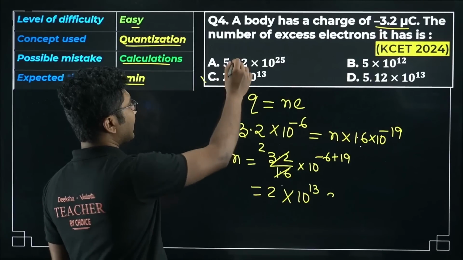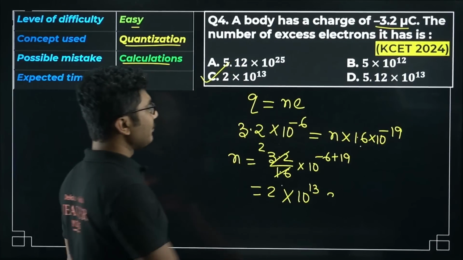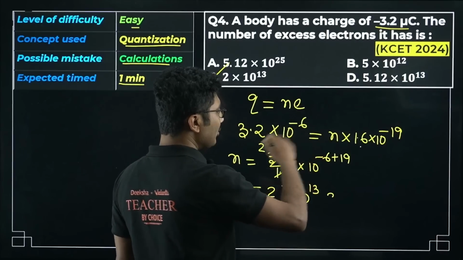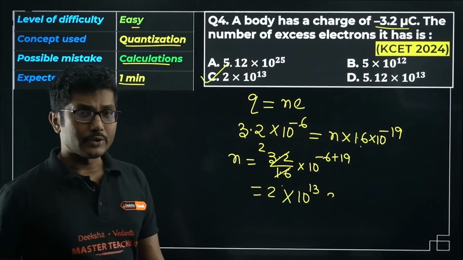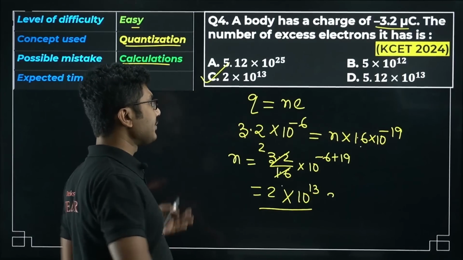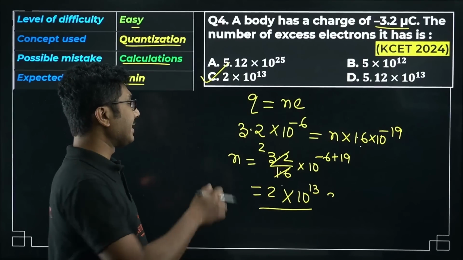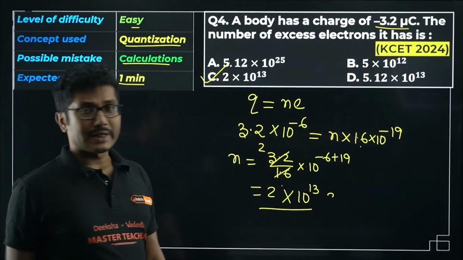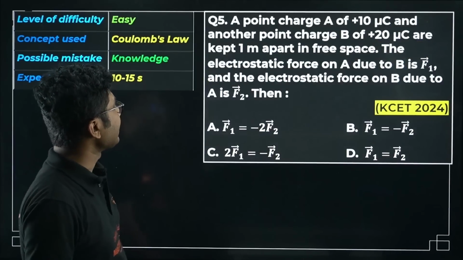Okay, so obviously the correct answer is option C. And if you just see the numerical parts, even if you don't calculate the 10 to the power part, you can get the correct answer for this question. Maybe in some other questions you might not get the answer directly, so you have to calculate the 10 to the power as well. Now next question.